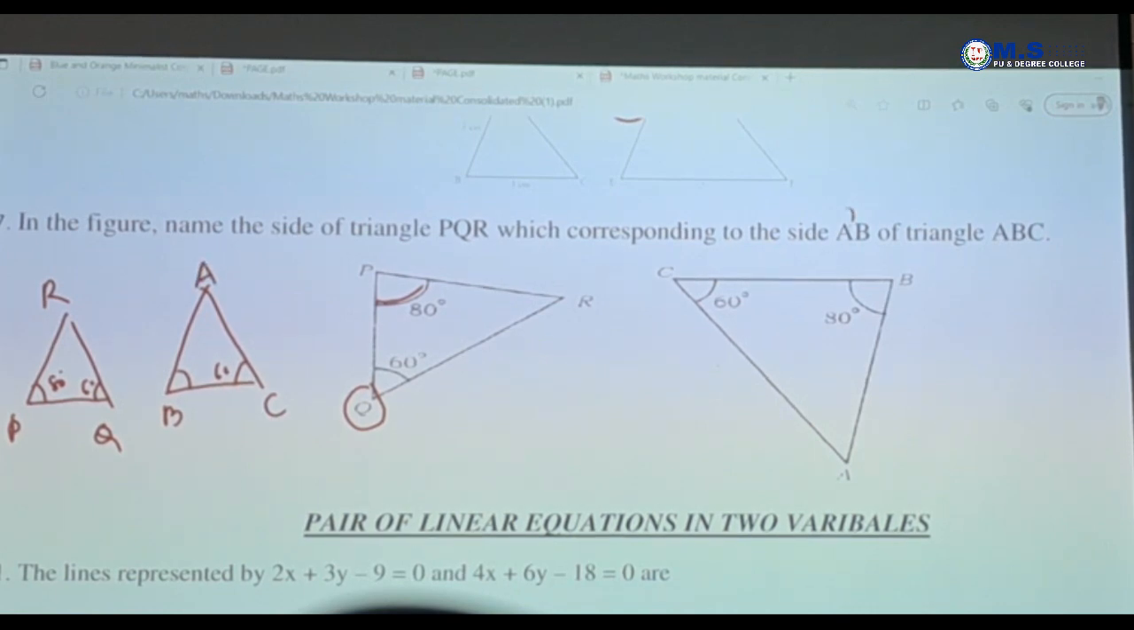Corresponding to side AB, what we have is PQ. Got it? Try to write down the figure again, corresponding to the angles. Any doubt in this?